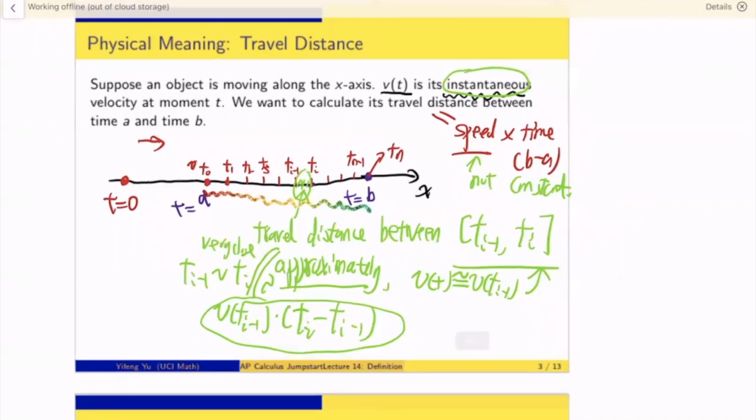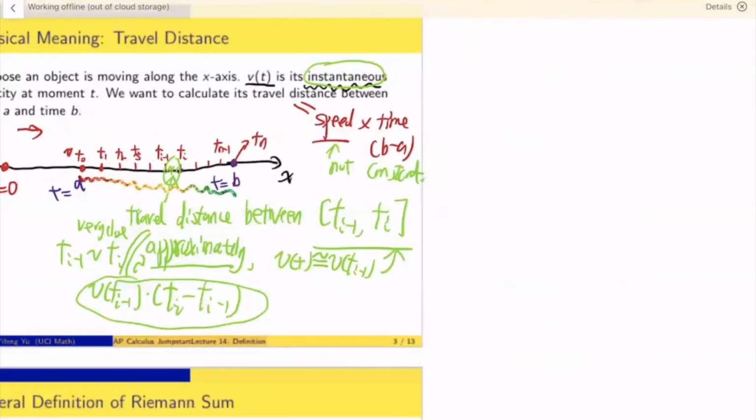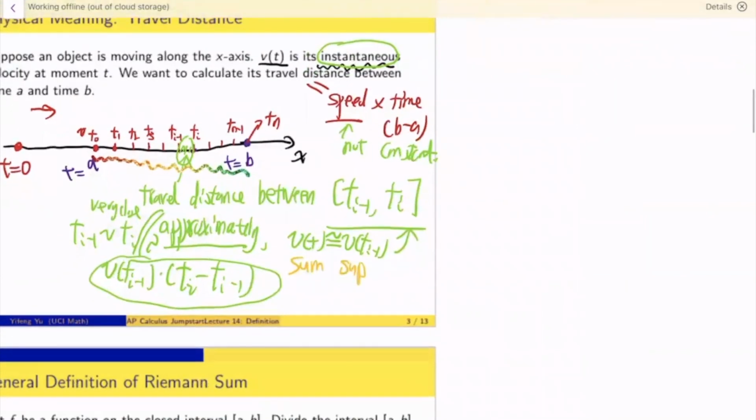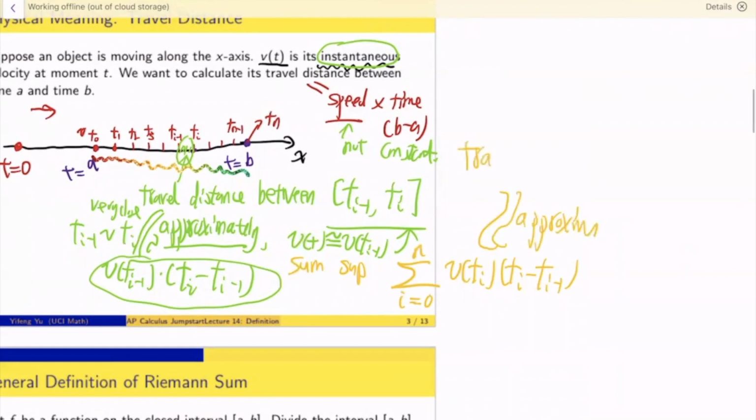You just sum them up, right? Let's sum up. Then I get a total summation, i from 0 to n, of v(t_{i-1}) times the time interval. So this will be approximately the travel distance. What we are looking for: the travel distance between time A and time B.